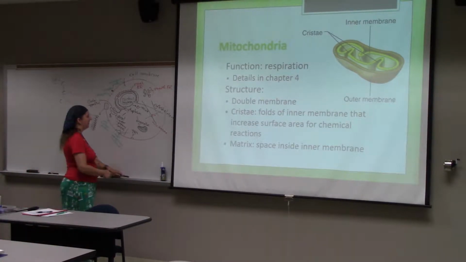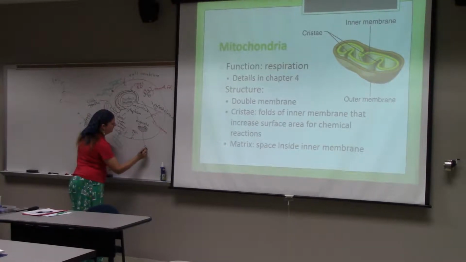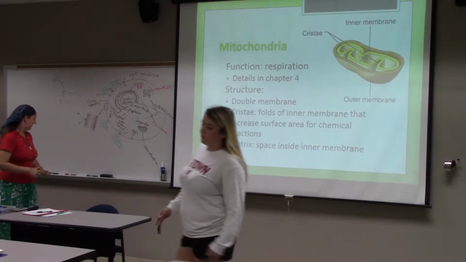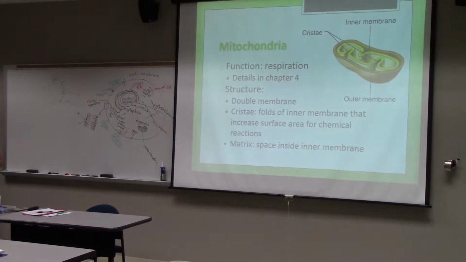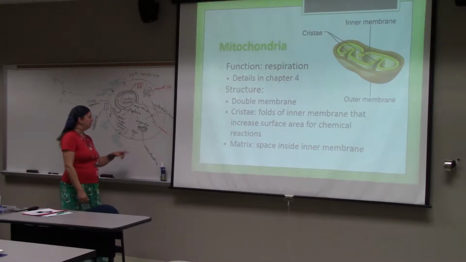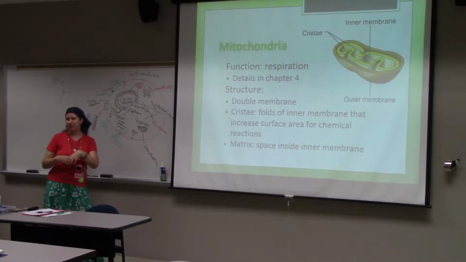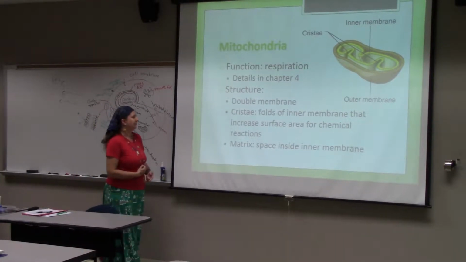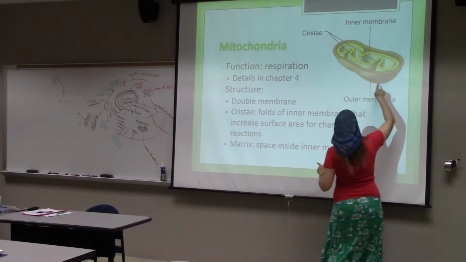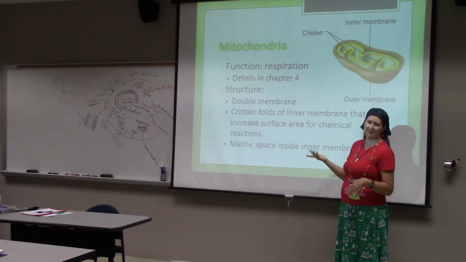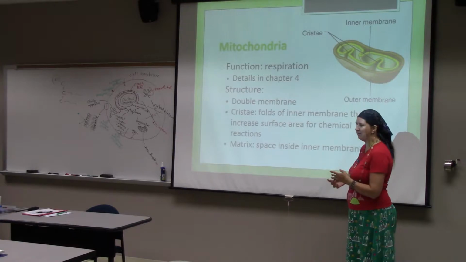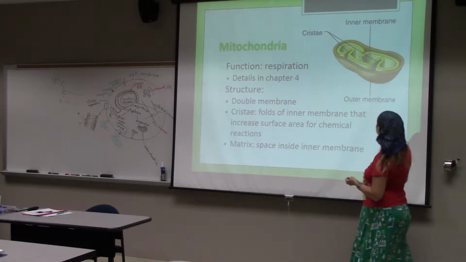Mitochondria, I'll just label the one I've already got. Their job is cellular respiration, getting energy from your food. And that's another thing we'll talk about, how it works in chapter 4. This structure with two membranes is important. The outer membrane forms the shape of the mitochondrion. Singular ends in ON instead of A. I'm not going to be too particular about that, but you'll run across it, so that's what you're seeing.